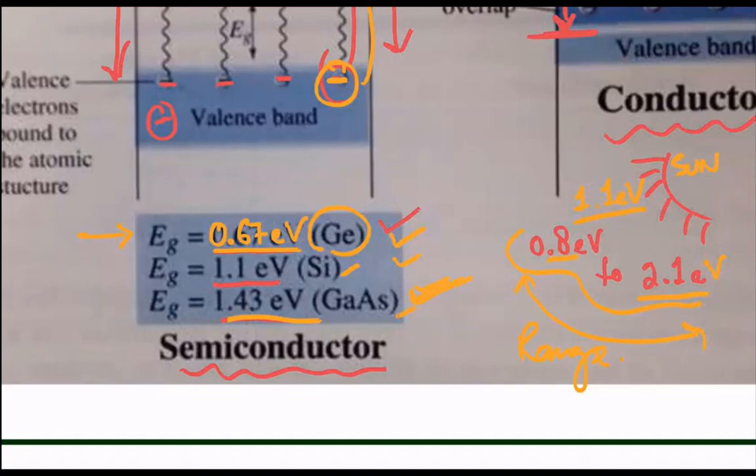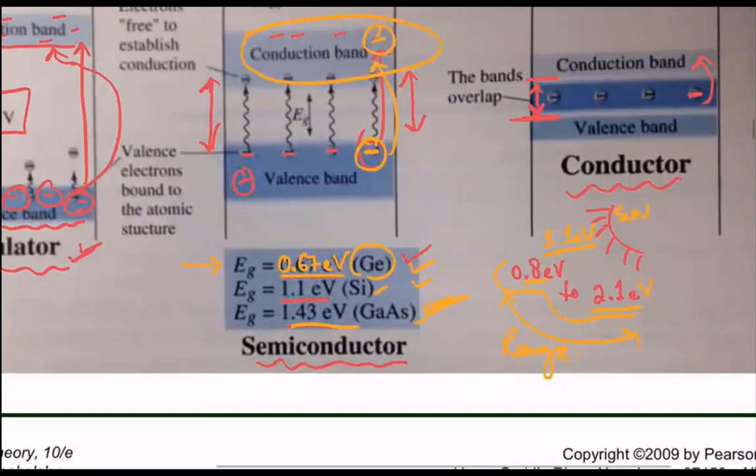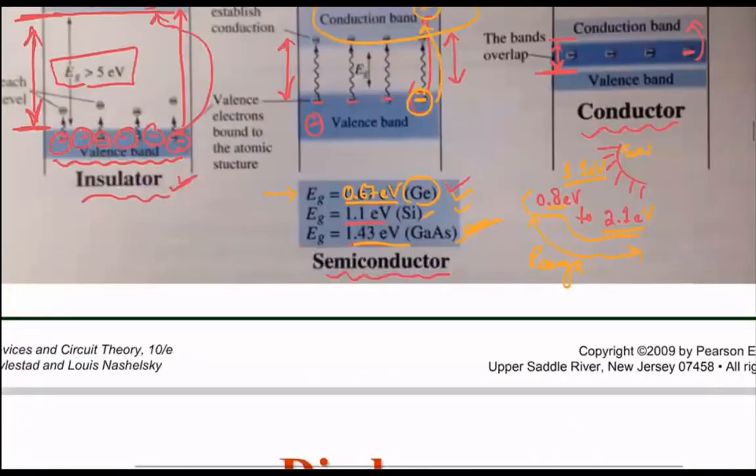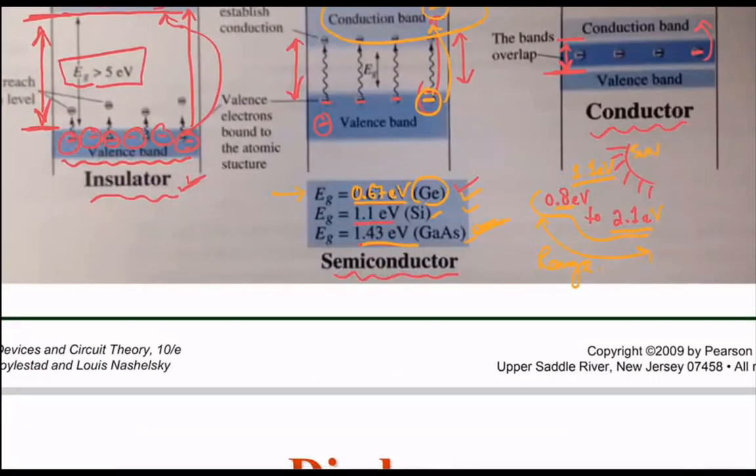Are you guys following me here? So what do you think among germanium, silicon, and gallium arsenide, which semiconductor material will make a good solar cell material? Would it be germanium? Yeah, germanium could be an option.